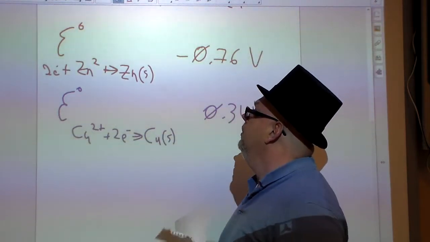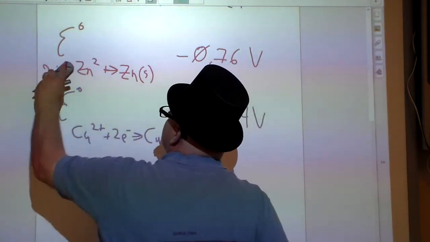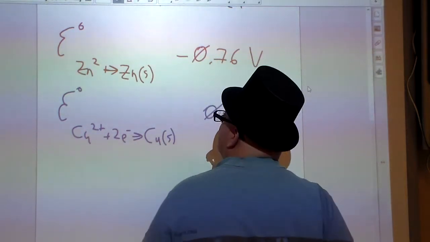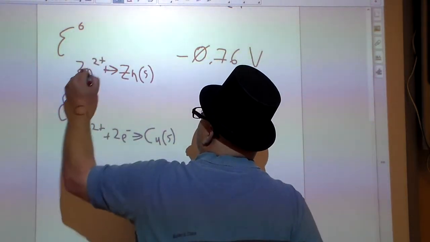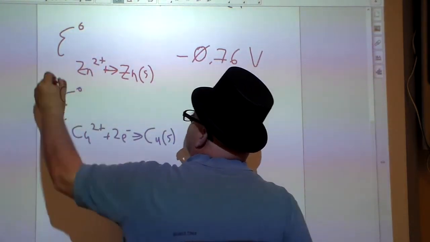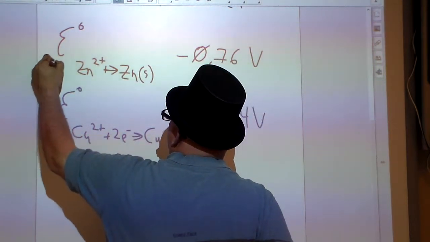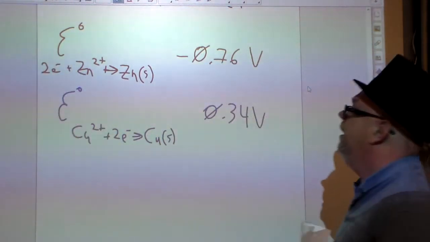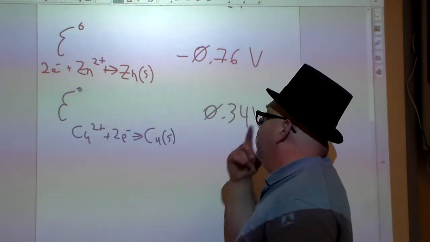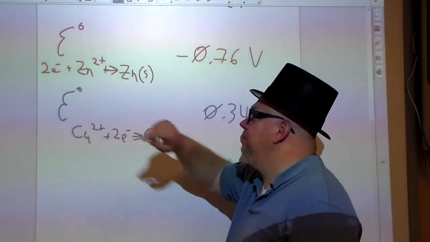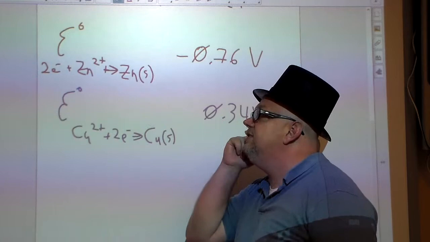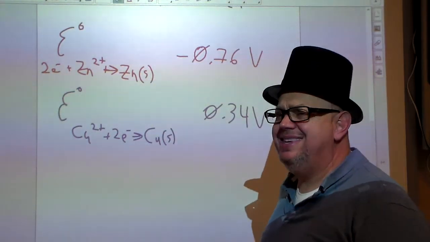Oops, sorry, that's the wrong side. The truth of the matter is, there we go. Now we got it fixed, right? I wasn't quite sure. All right, in this case we have 2 electrons plus the Zn2+ gets us solid zinc. But look at the direction that it's in.